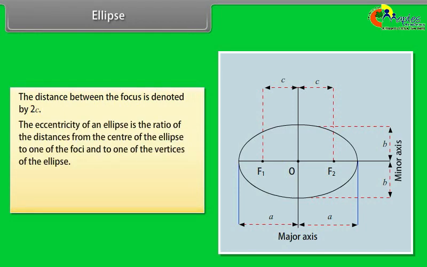The eccentricity of an ellipse is the ratio of the distances from the center of the ellipse to one of the foci and to one of the vertices of the ellipse. That is, e is equal to c upon a.